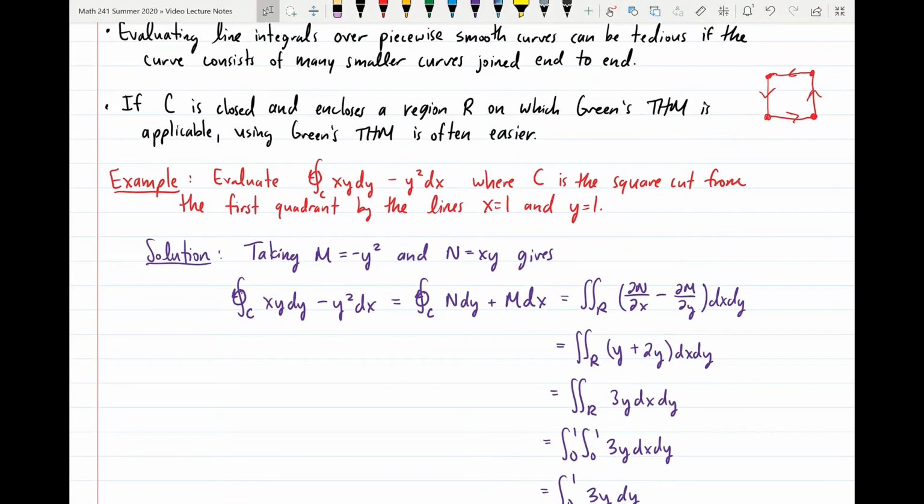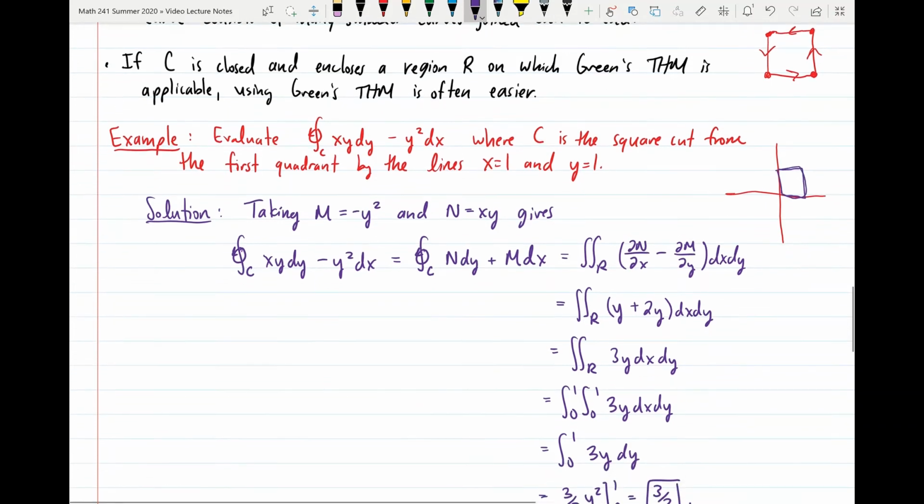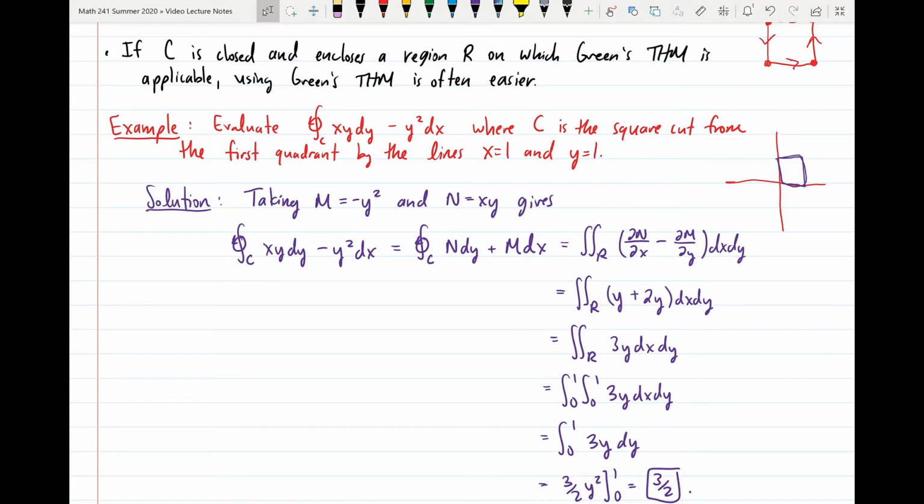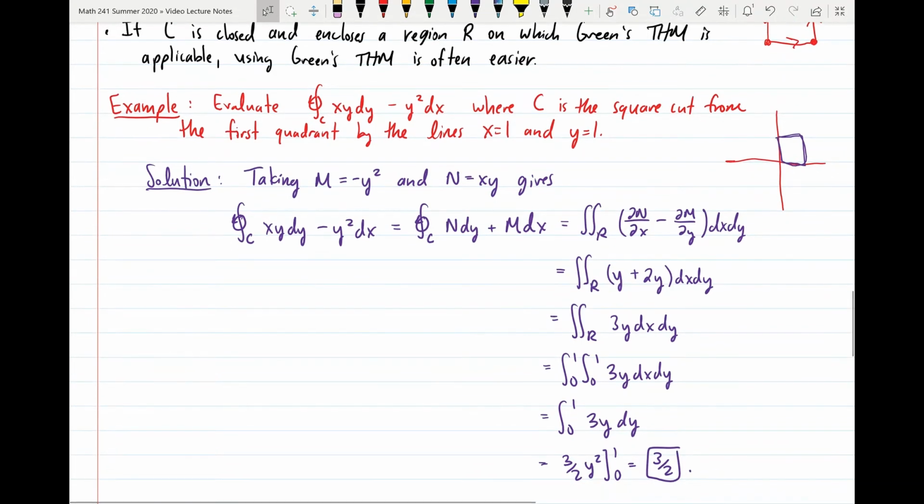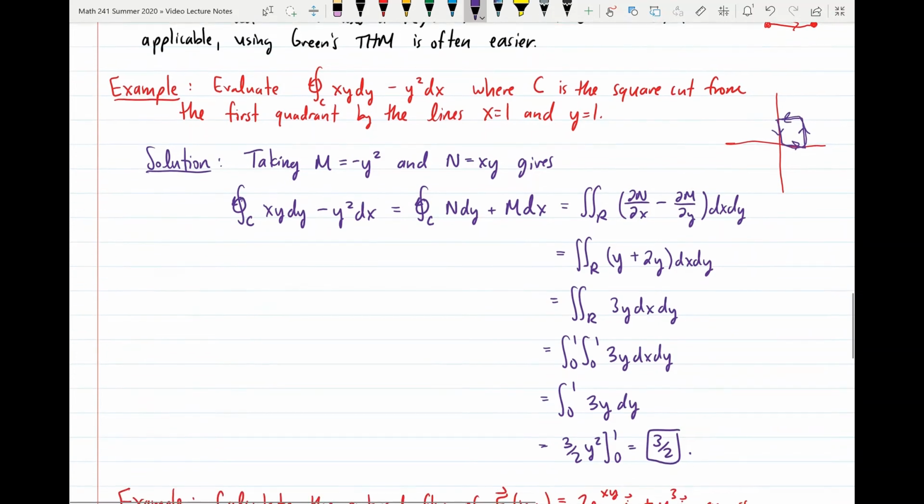Let's say we want to evaluate the line integral of xy dy minus y squared dx over the simple closed curve C, where C is a square that's cut from the first quadrant by the lines x equals 1 and y equals 1. So that square probably looks something like this in the first quadrant. And we want to find the line integral of xy dy minus y squared dx over this square now. And we are traversing it in the counterclockwise direction. So we can use Green's theorem.